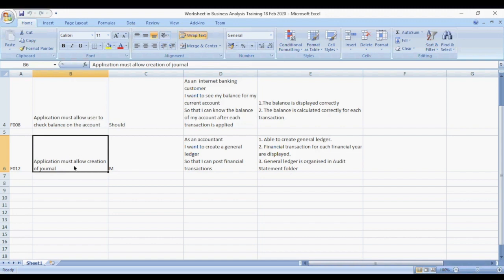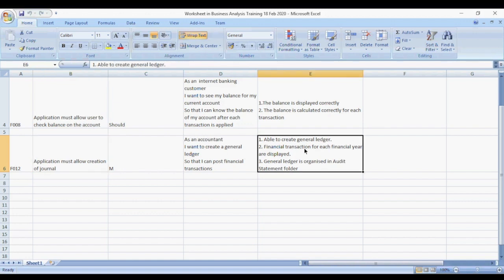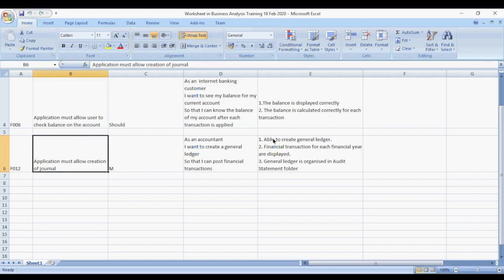Even if you don't really have an understanding of how it works, you will see that the way I've written the acceptance criteria, it's actually fit for this journal. Then I can say, as an accountant, I want to create a general ledger so that I can post financial transactions. Then my acceptance criteria: able to create general ledger. Financial transactions for each year are displayed. The general ledger is organized in an audit statement.